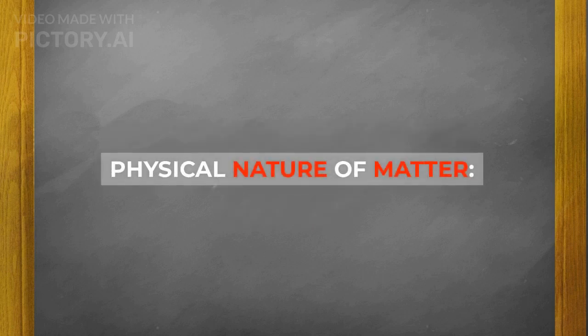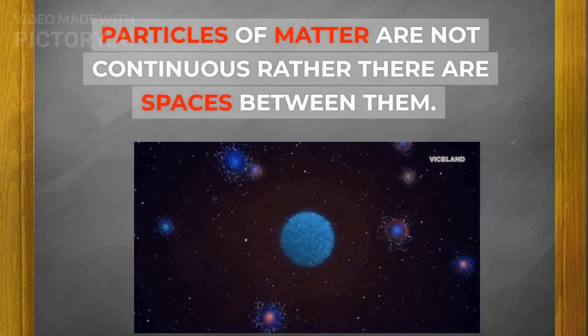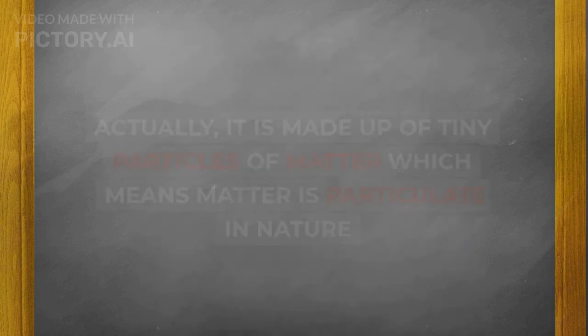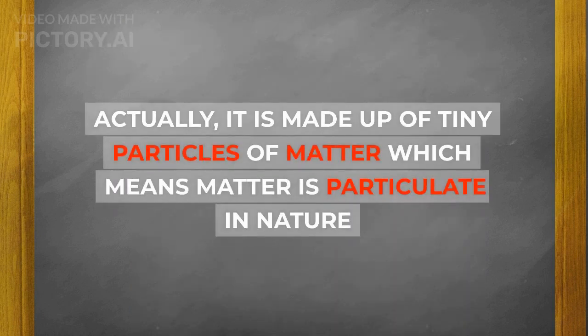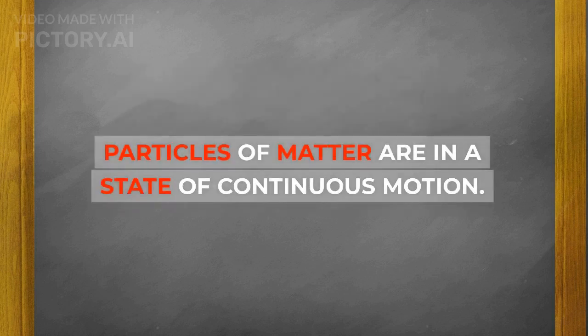Physical nature of matter. Particles of matter are not continuous, rather there are spaces between them. Actually, it is made up of tiny particles of matter, which means matter is particulate in nature. Particles of matter are extremely small and are invisible to the naked eye. Particles of matter are in a state of continuous motion.